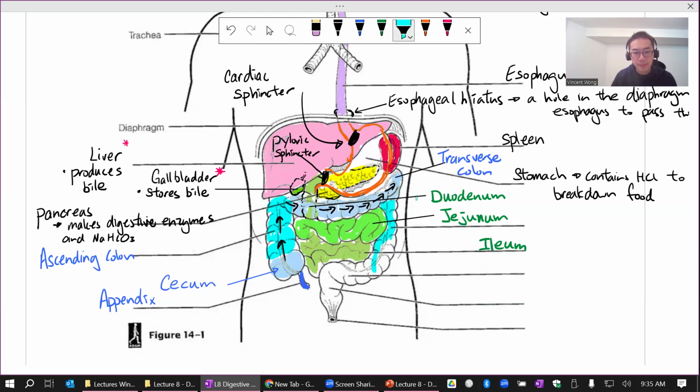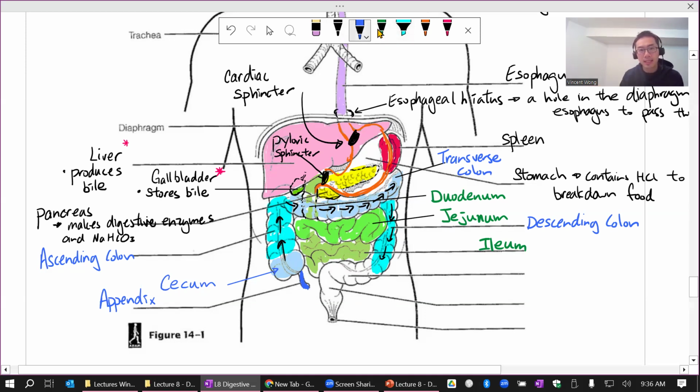Okay, what is that? Well, if there is an ascending colon, you can bet that there is a descending colon, right? So we'll just use this line here, descending colon. So all these blue stuff, that's part of the large intestine. The green, those are the small intestine.